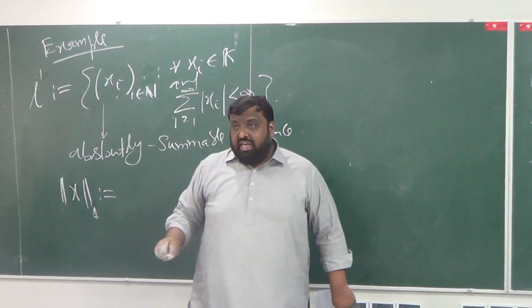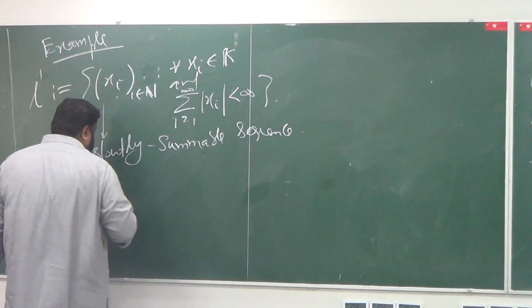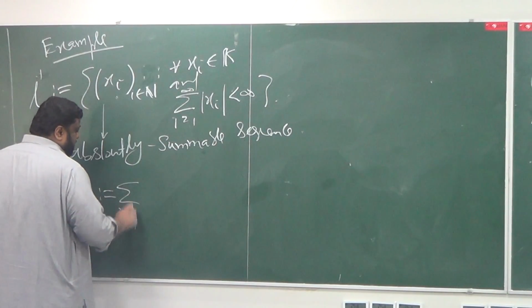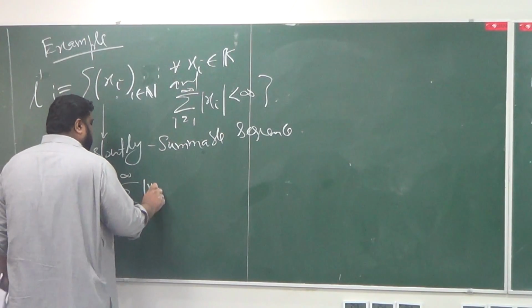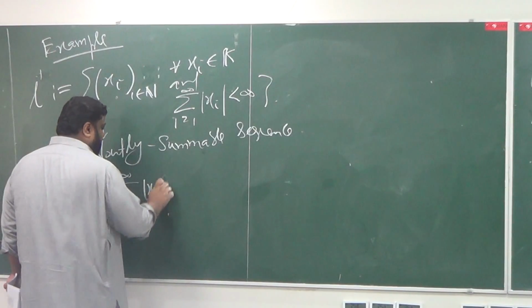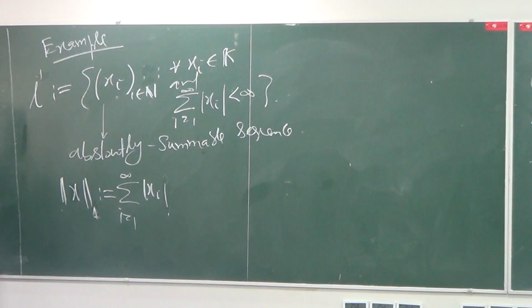So what do you think should be the definition? Exactly. The norm, the size of this, should be the summation i equal to 1 to infinity of |x_i|. Okay? So if this series converges, you're going to call that the size of x.